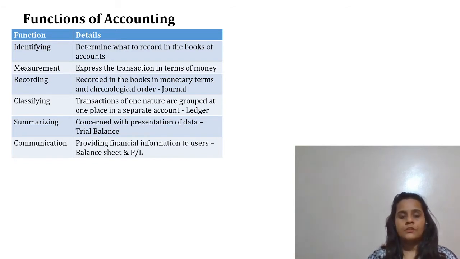Next, we have to measure at what amount we will record that transaction. Next, the transaction is recorded in the books in the form of a journal. After that, all the transactions of one nature are grouped in one place known as a ledger, that is classification. At the end of the accounting period, all the transactions are summarized and presented in a compact form in the form of a trial balance. And last, the financial information is presented to the users in the form of audit reports, balance sheet, P&L, etc.